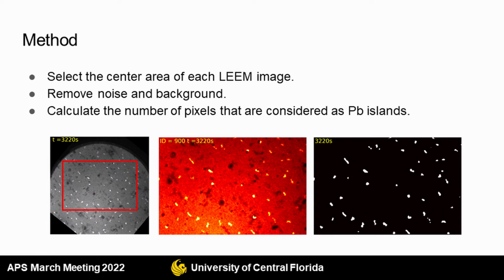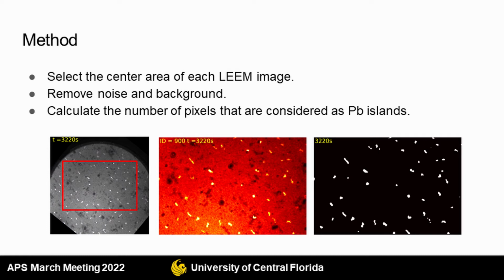So after we took our crop, we then divided the crop into many different sections of squares. We called this method chunking. So we would take 28 by 28 squares, and then within each square, we would remove noise and background from the data, as shown on the right. We would then calculate the number of pixels that are considered as lead islands, and from this we were able to find the critical coverage.